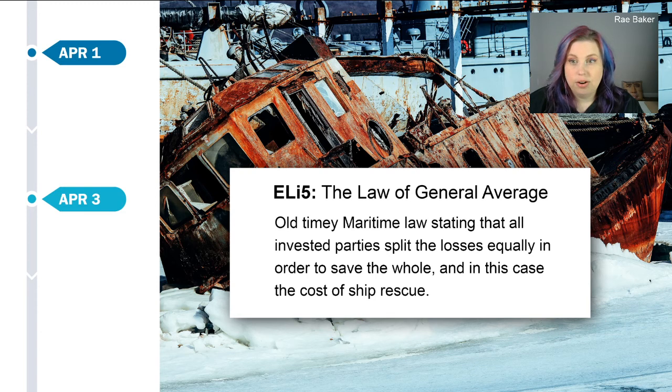On April 1st, there are 259 ships waiting, again still going through, until the ship owner declares general average. The law of general average is an old-time maritime law that says, essentially, that every company that has cargo on board has money invested in the ship cargo. They're legally responsible for the cargo, and they will split the cost to save the whole. So basically they're all on the hook for some of the money to get the ship unstuck, which is a lot of money.